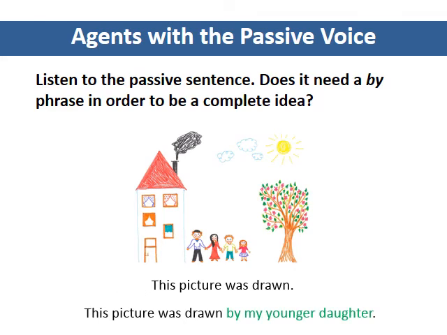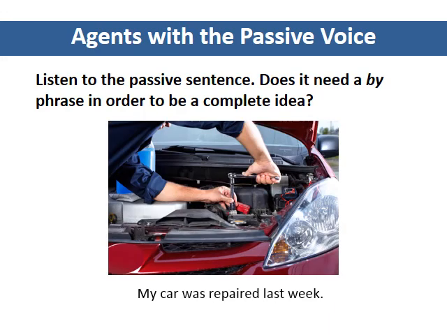My car was repaired last week. This sentence is complete. We do not need the by phrase because we know that mechanics repair cars. The agent is obvious.